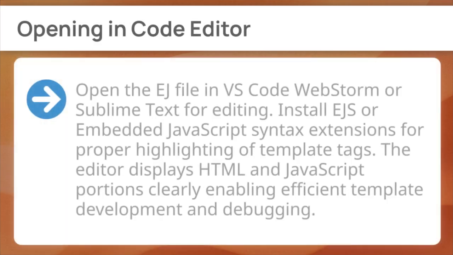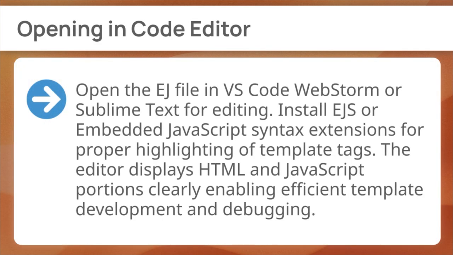First, opening in a code editor. Open the EJ file in VS Code, WebStorm, or Sublime Text for editing. Install EJS or embedded JavaScript syntax extensions for proper highlighting of template tags. The editor displays HTML and JavaScript portions clearly, enabling efficient template development and debugging.